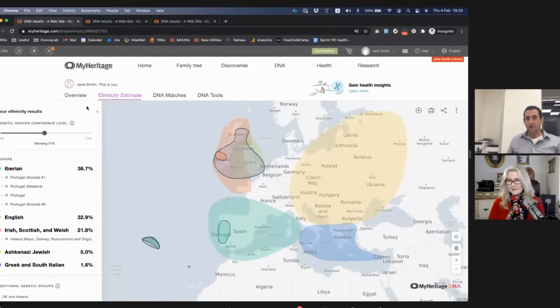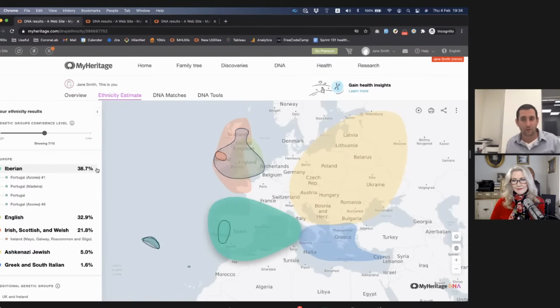So this is how the new ethnicity estimate looks on MyHeritage. I'm using a Jane Smith. I changed the name, but these are real results. You can see right here the ethnicity estimate is the one mentioned with percentages. Jane here has 38.7% Iberian ethnicity. And up till December, that's all we're able to tell her. Iberian is a peninsula in the southwestern part of Europe, which covers Spain and Portugal, and many countries around the world.